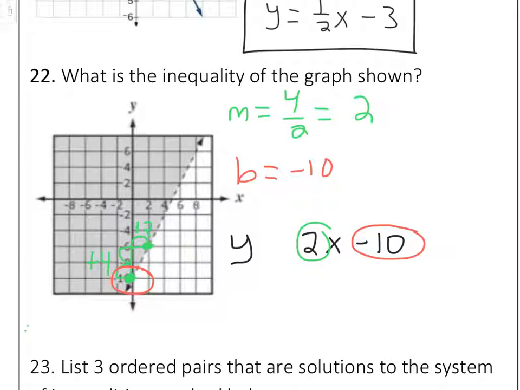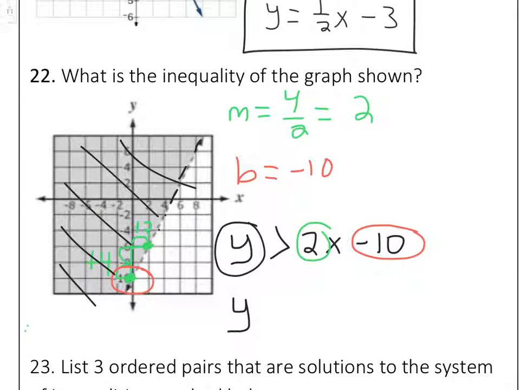Okay, and now we need to figure out what kind of sign we're going to have. Well, you see here how this line is a dashed line. Dashed line means there is not going to be a solid line underneath your inequality sign, so we do not need to worry about an or equal to. All right, the shading here is above the line, or in other words, greater than the y-intercept. So that means the solutions, or the y, needs to be greater than everything else. So that is going to be a sign where the bigger side, or the mouth, is eating the y. Okay, so our final answer is going to be y is greater than 2x minus 10.